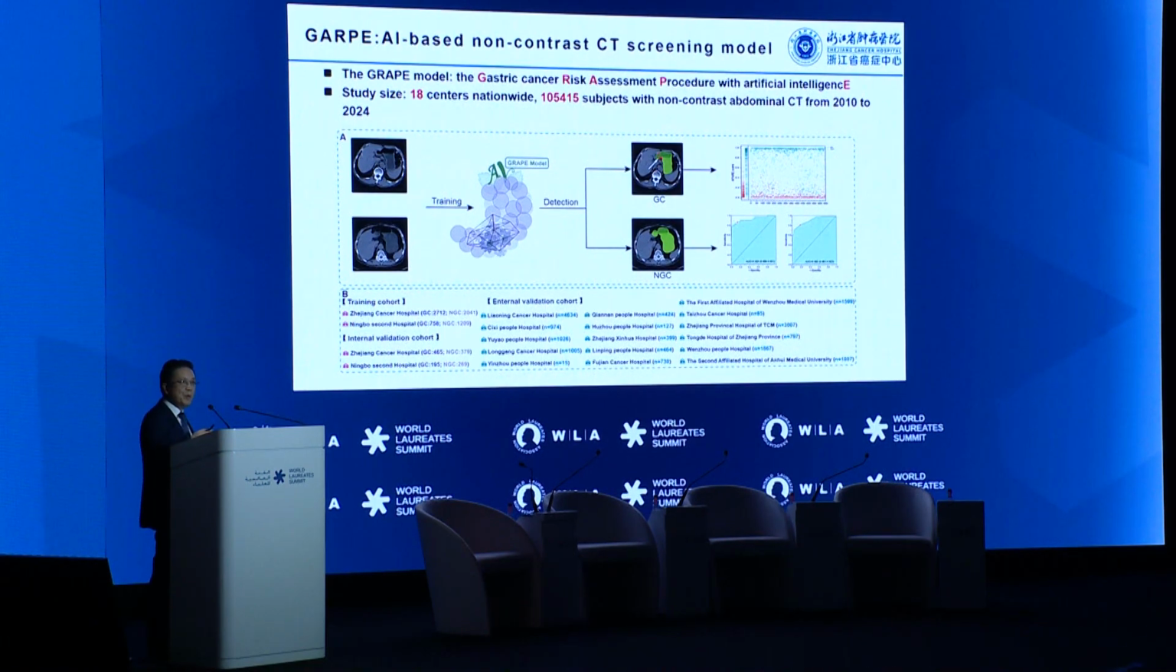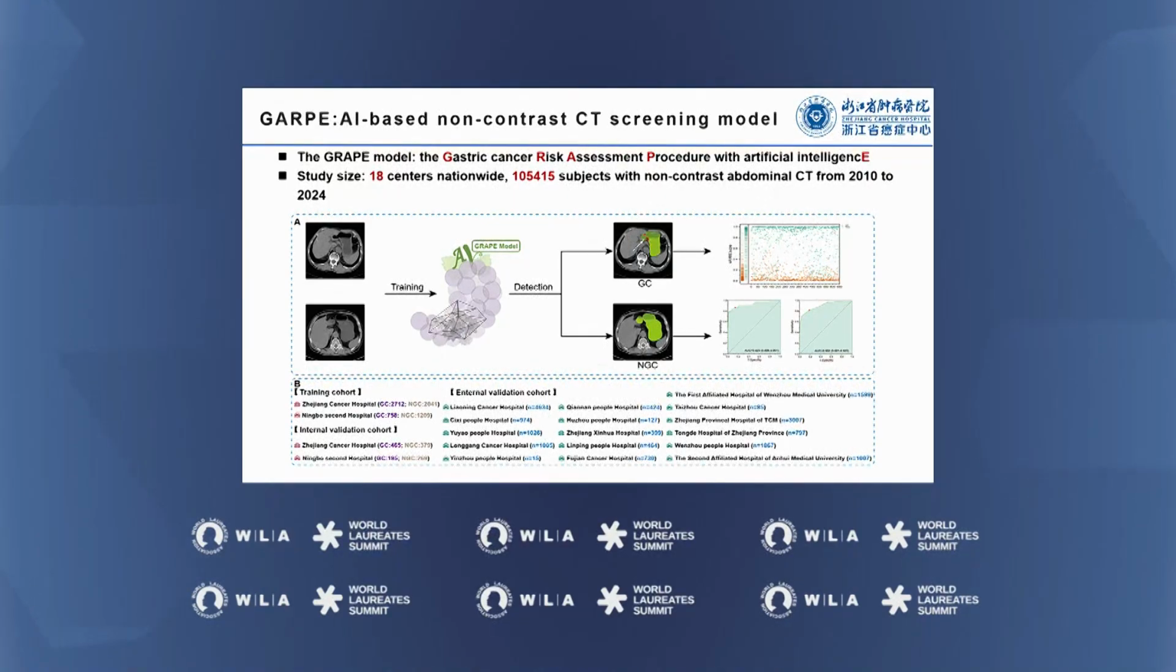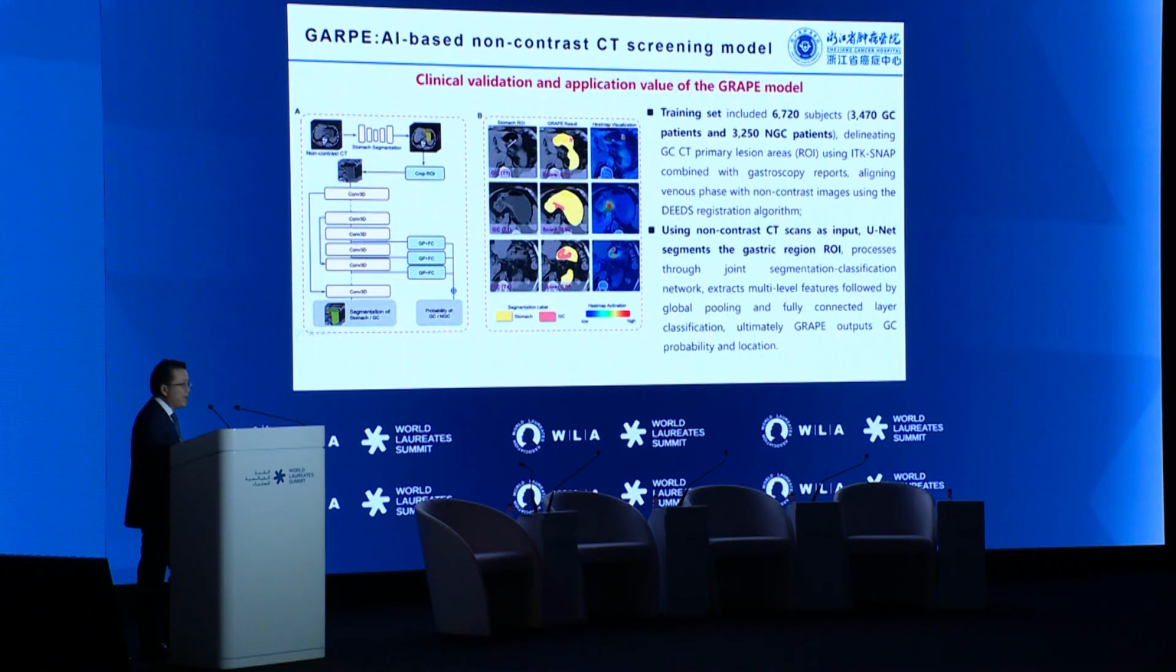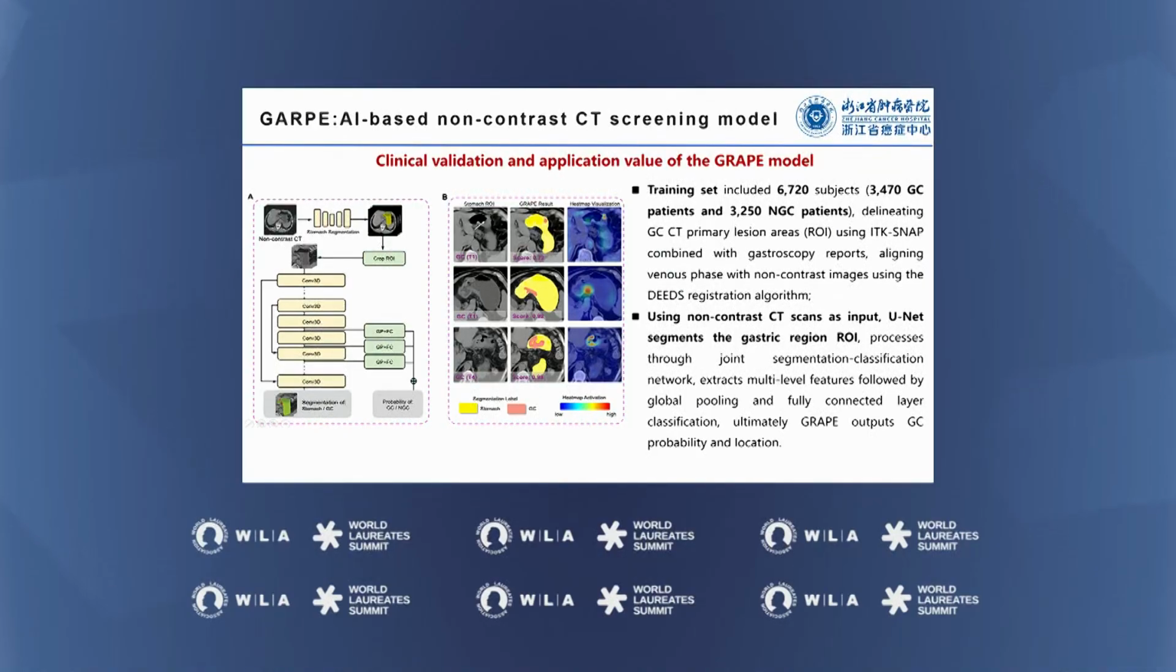And recently, my group built a model. We called it the GRAB model. It is an AI-based non-contrast CT scan model. How did we do it? Firstly, 105,000 subjects with non-contrast abdominal CT scans in 18 centers nationwide from 2010 to 2024 were enrolled. And then my group worked together with Damo Lab from the Alibaba company to build the GRAB model.